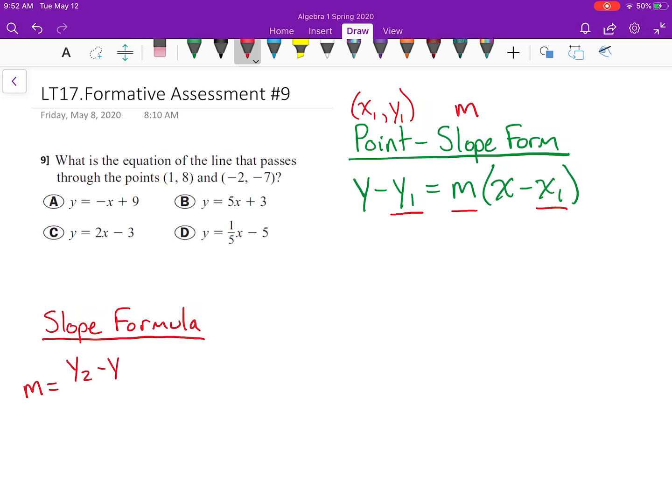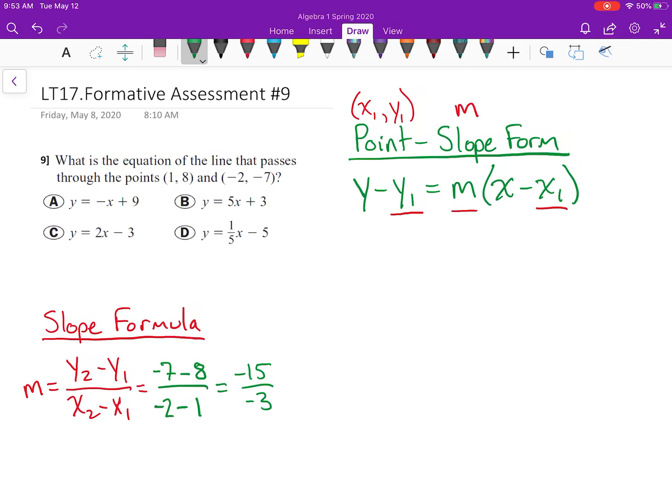And the formula is y2 minus y1 over x2 minus x1. And so if I go ahead and plug my values in, y2, that could be -7, minus y1, which is 8, over x2, which is -2, minus x1, which is 1. Now in my numerator, -7 minus 8 would be -15. In my denominator, -2 minus 1 would be -3.